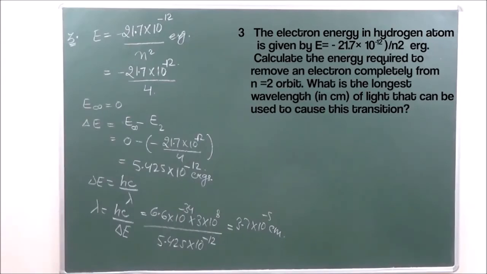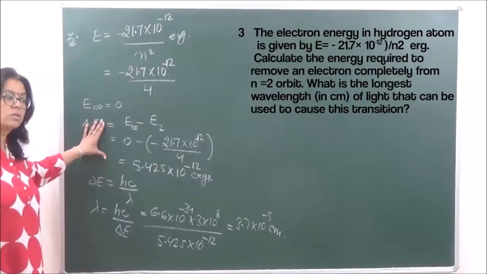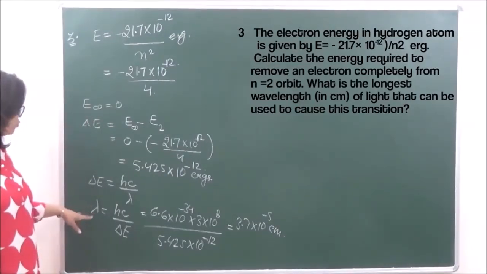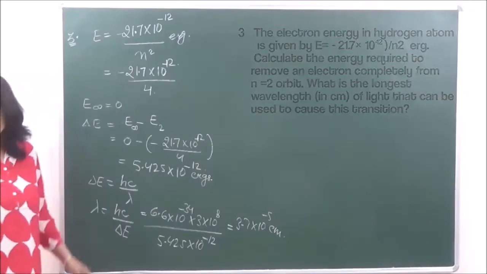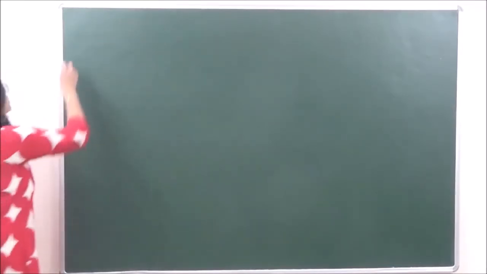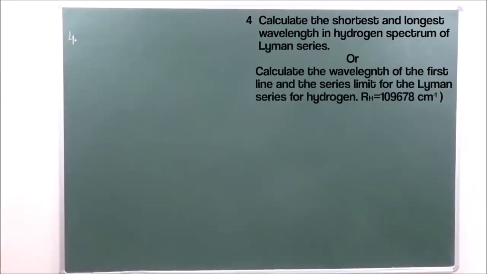Right? So this is the longest wavelength which can cause this transition. Have you understood? So for this, first you needed to calculate delta E and henceforth you calculate lambda. Got it? Okay. Let's go to the next question. Question number 4. The fourth question is, calculate the shortest and the longest wavelengths in hydrogen spectrum of Lyman line in series.